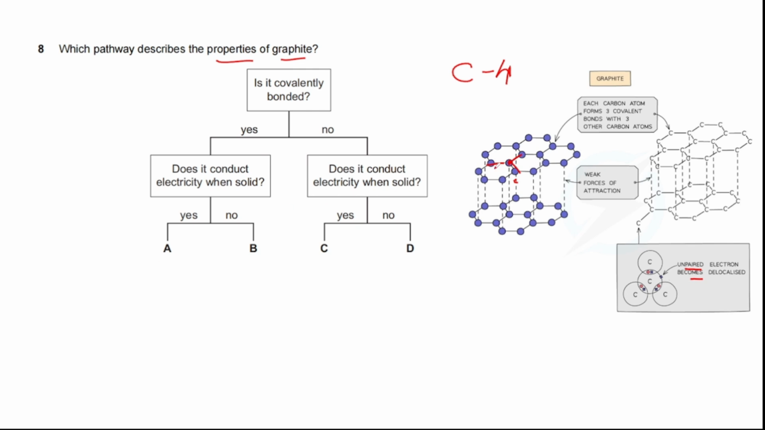So here these carbons are bonded with each other covalently. For the first option, is it covalently bonded? Yes, it is covalently bonded. And does it conduct electricity when solid? Yes, it conducts, because there are delocalized electrons present. So the correct option is option A.